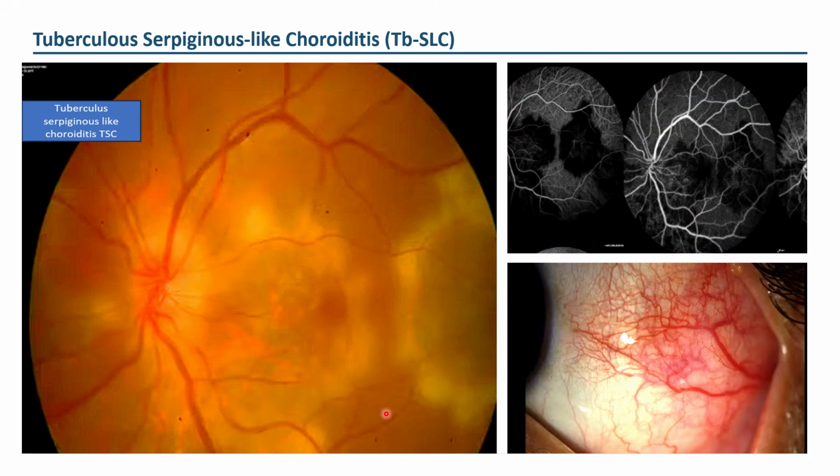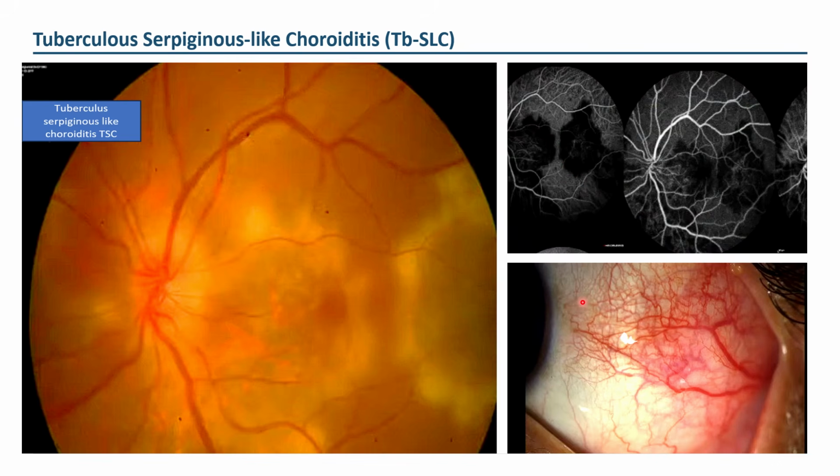This is another picture, classically multifocality, and another differentiating point is the presence of vitritis. You will find vitritis, that's why you see the picture is hazy, but the multifocality is very important to differentiate it from the classical variety of serpiginous choroiditis. And this is very clear and very evident by the ICG. By ICG, you find that the lesion inside the choroid is much more than what you see clinically. So you will find multiple hypofluorescent areas or hypocyanescent areas present in the choroid.